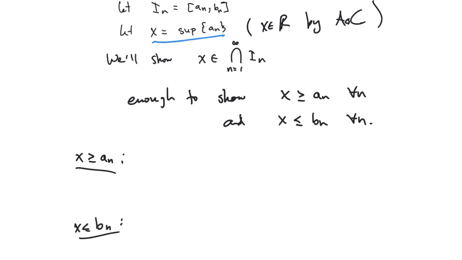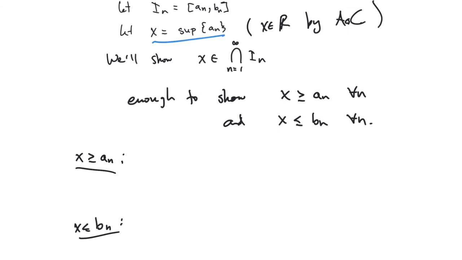We got 3 minutes. Maybe we can talk about this in 3 minutes. So I know probably not everybody has finished. Maybe nobody has finished. It's fine. X is bigger than an. That's because x is the sup, which means it's the least upper bound of the an's, right? In particular, x is an upper bound of the an's, which means it's bigger than all the an's.